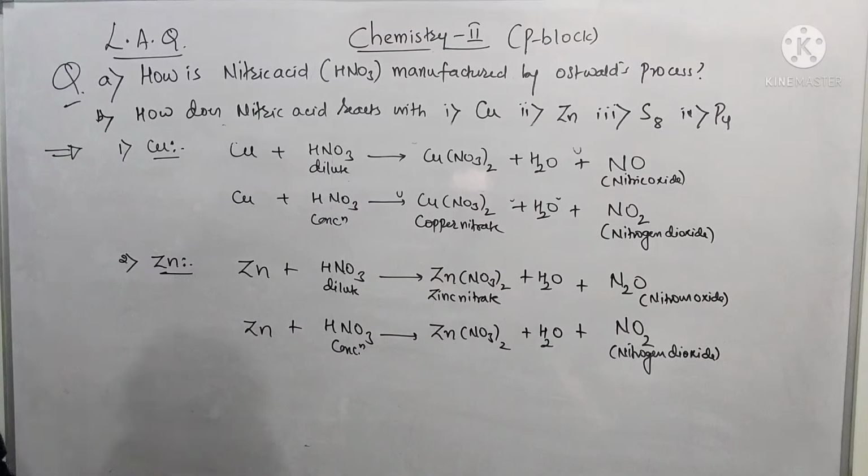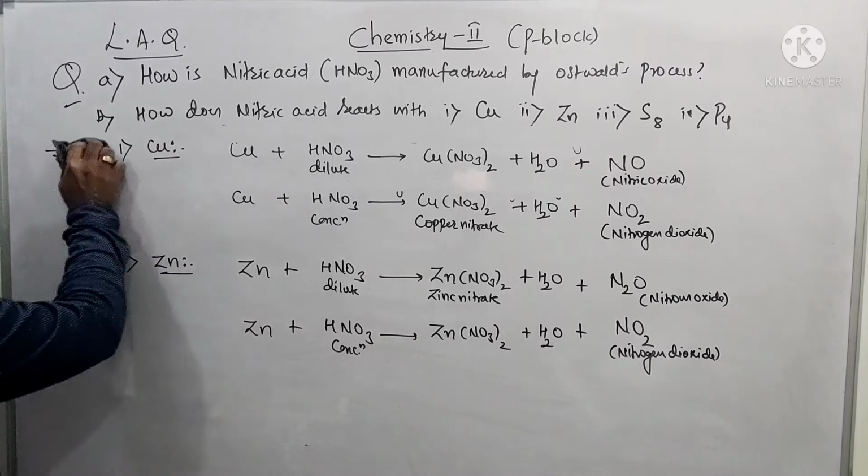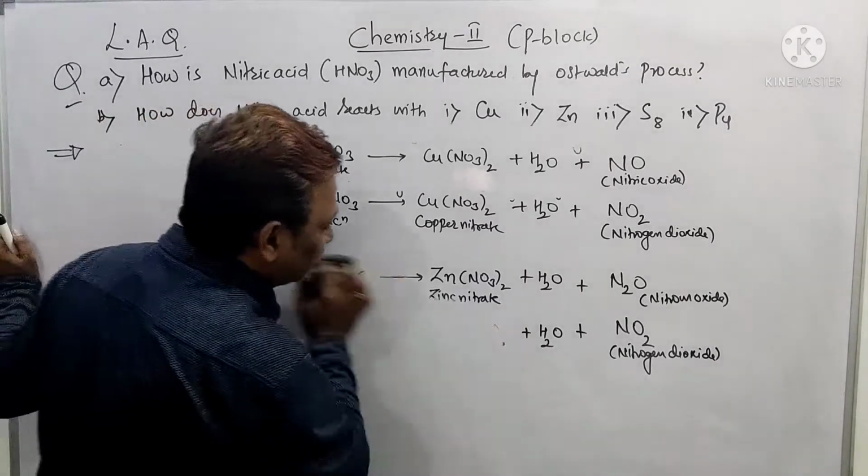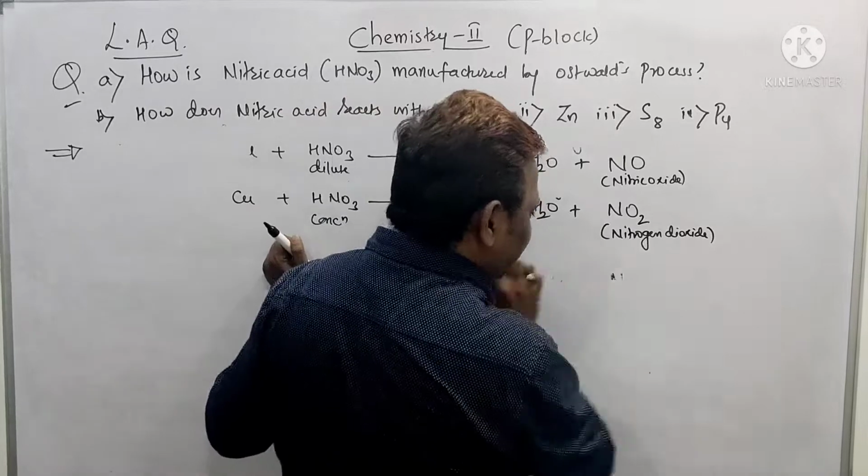Right. Now, reaction of nitric acid, beta, with sulfur and with phosphorus. It's very important and easy, beta. Now these two parts are over, and the next two parts are also very simple. Can you revise this one, beta?